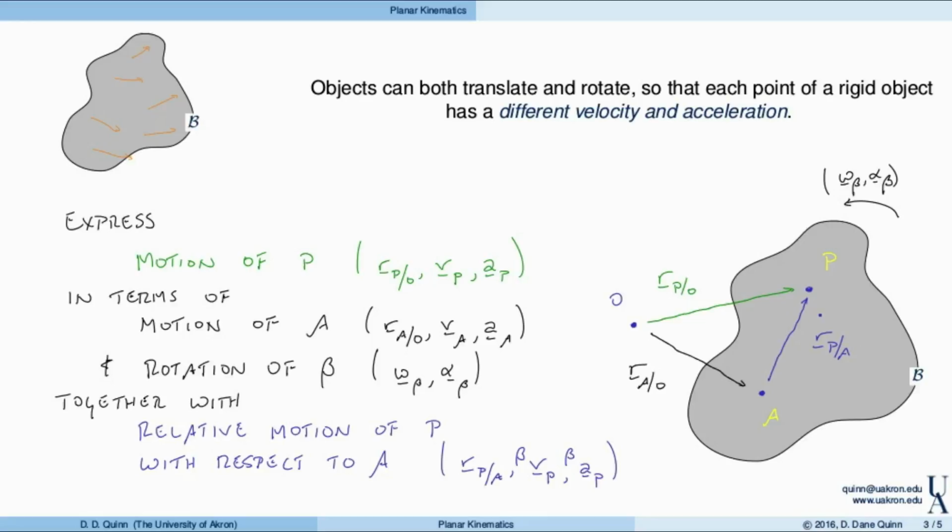So that's the goal of planar kinematics, because if we can do that, then we no longer have to describe coordinates necessarily for each individual point on the object. If the point is fixed in the object, we can just look at the rotation, translation and kinematics of the object itself in terms of these pieces, together with some known position vector, r of P with respect to A.